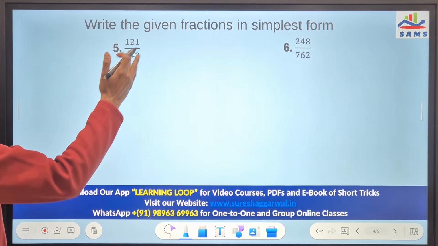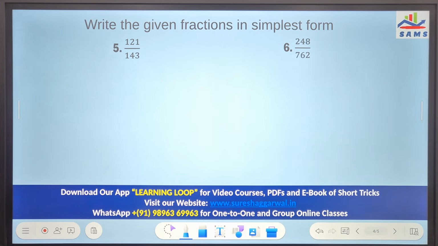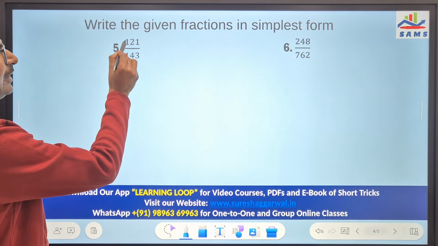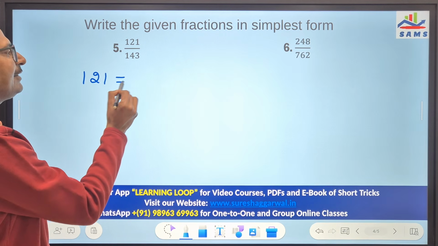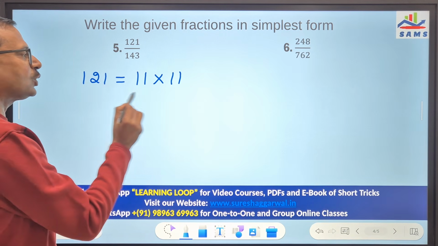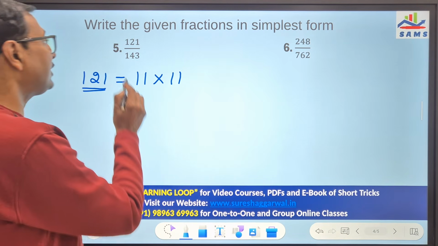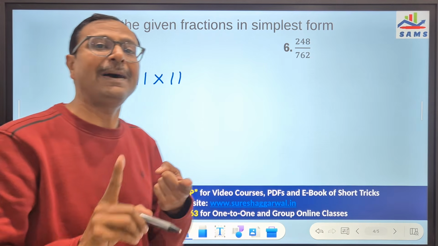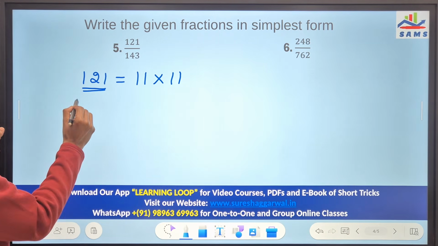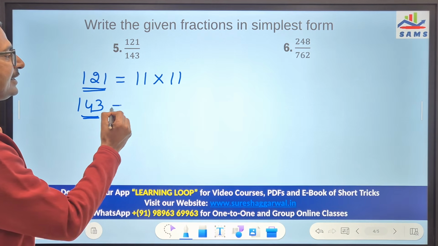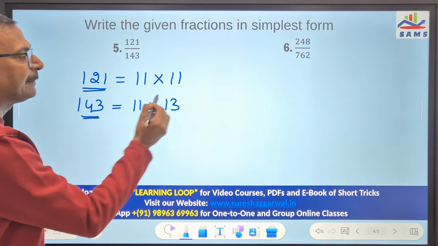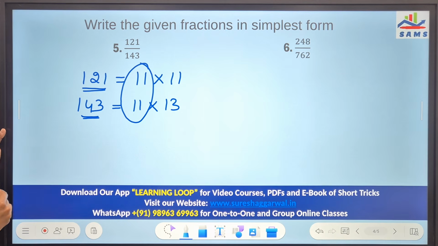See, these are big numbers. So here we have 121 and 143. So we have to test by which numbers they are divisible. So when you check 121, the factors of 121 are 11 times 11. So it contains all 11s. So what do we have to check now? Whether your number 143 is divisible by 11 or not. And when you make factors of 143, you will find that it is 11 times 13. And so there is a common factor 11 between them.